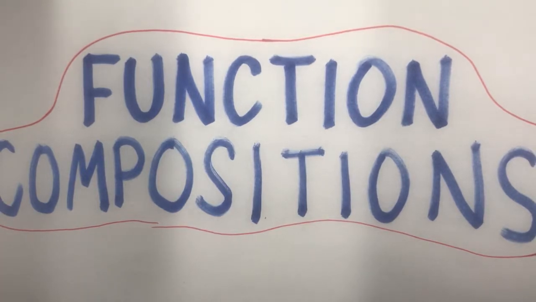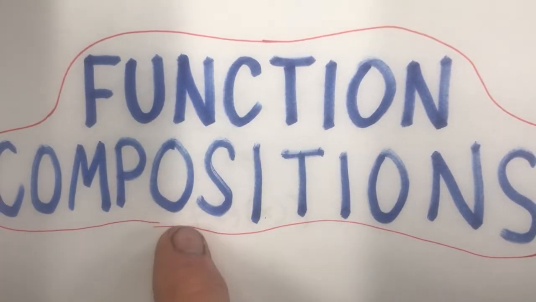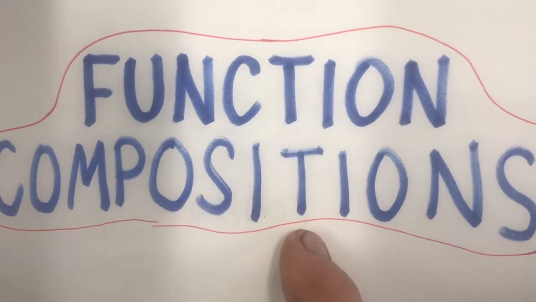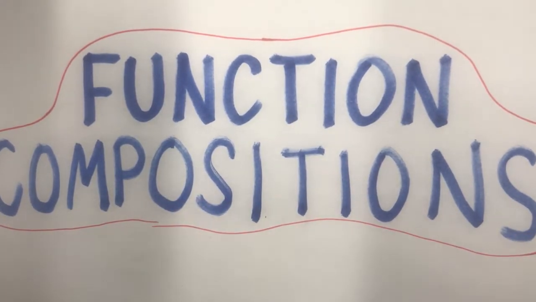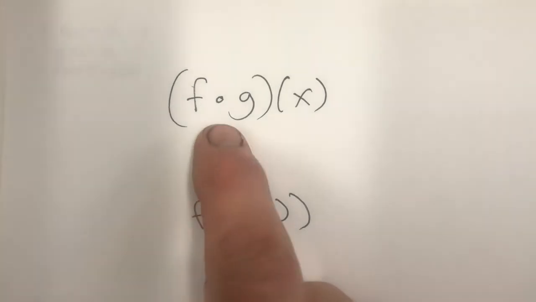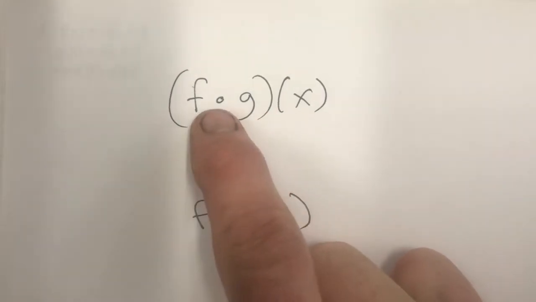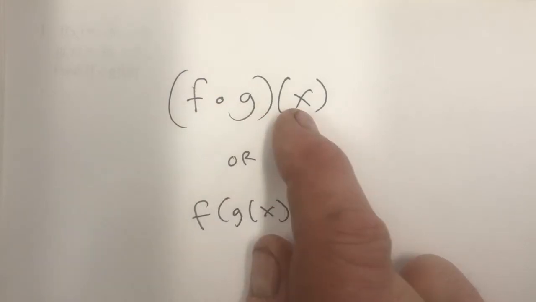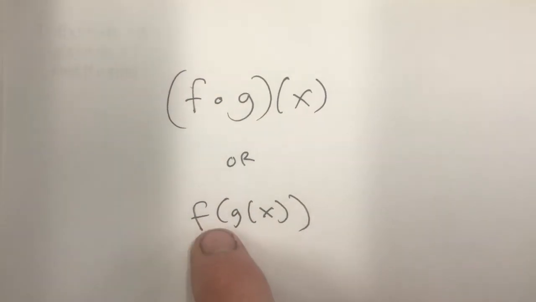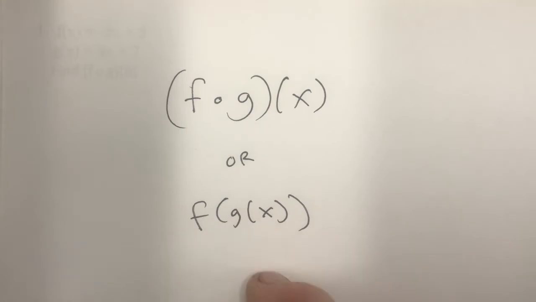All right, and today we're looking at function compositions. A composition is when we do a function of a function. Most times we look at it like this right here. It's f of g of x. This is like a small circle. It's not an O. It's f of g of x. Or we might do it like this, f of g of x, like this. These are the two ways we write it.